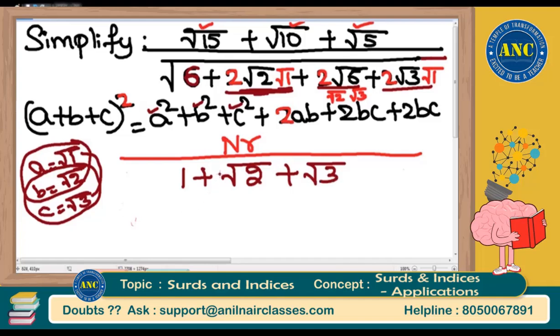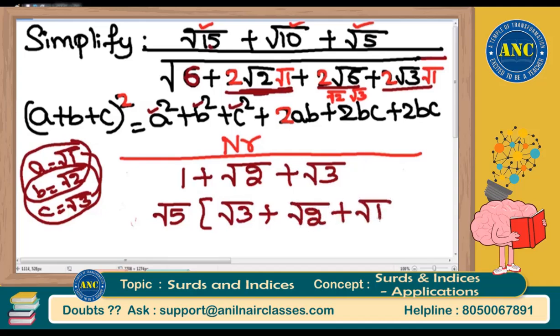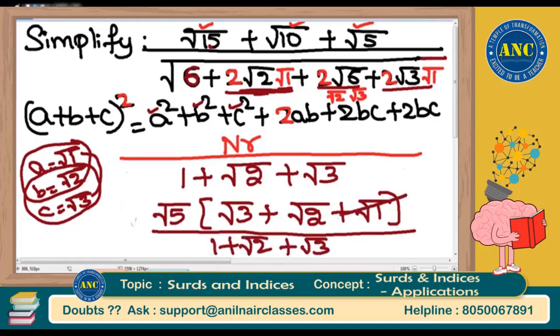Now numerator, root 15 can be written as root 5 into root 3. Root 10 is root 5 into root 2. Root 5 is root 5 into root 1, divided by 1 plus root 2 plus root 3. This is exactly the same term in the denominator also, and you are only left with one term in the numerator, which is root 5. That is my answer.